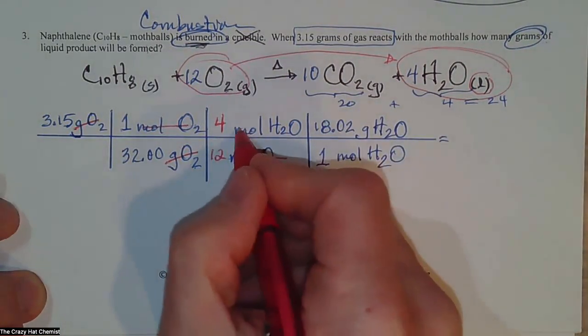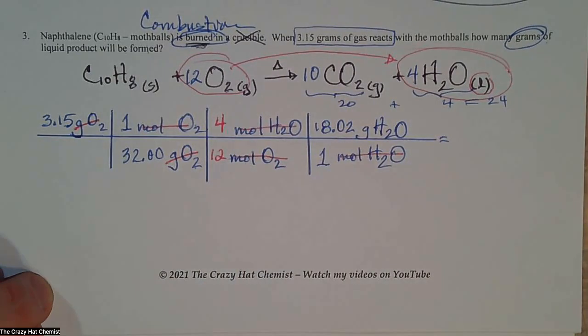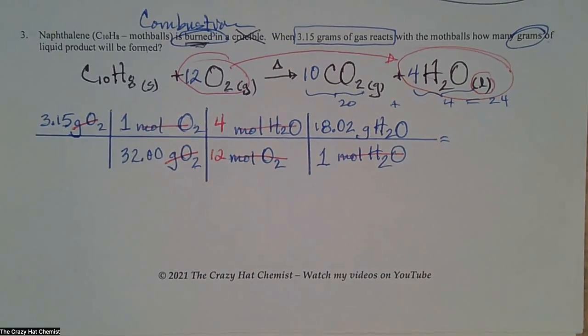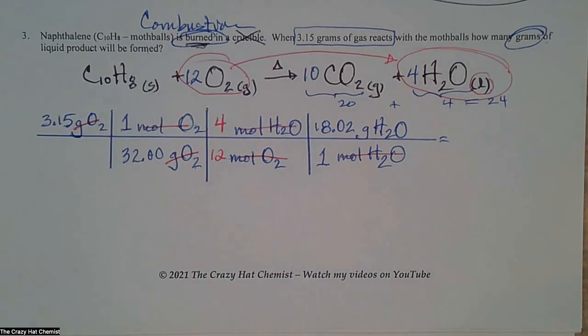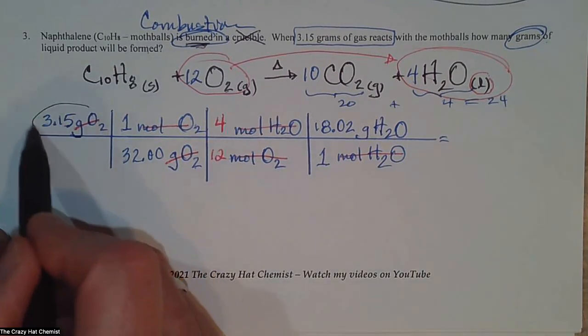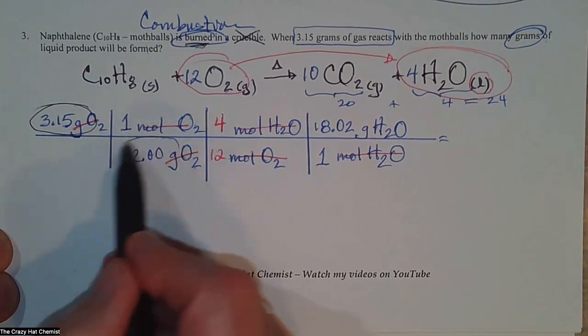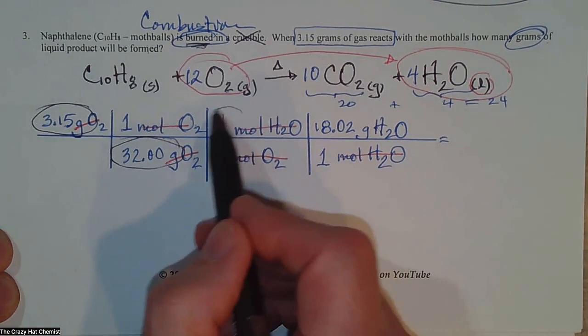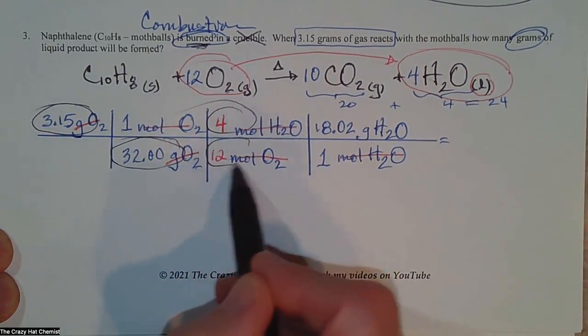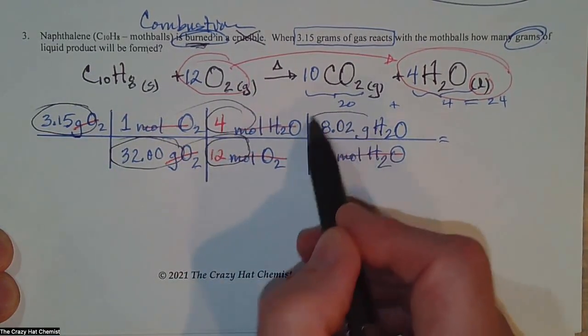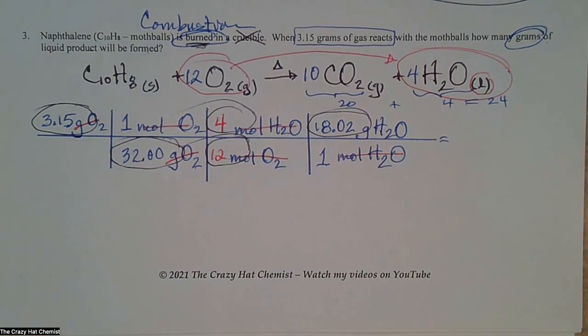Then I can cancel out the moles of H2O, just like that. All right, so now in my calculator, I'm going to take 3.15 divided by 32 times 4 divided by 12 times 18.02. And I will get a numeric value, and then I'm going to round it. How do I round it?